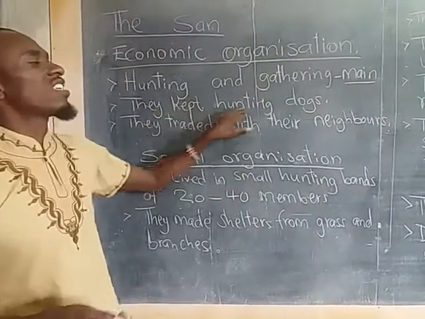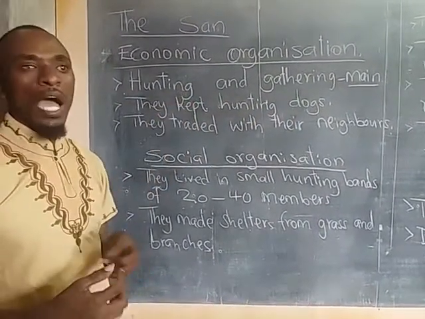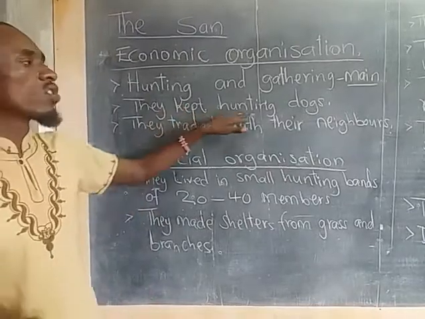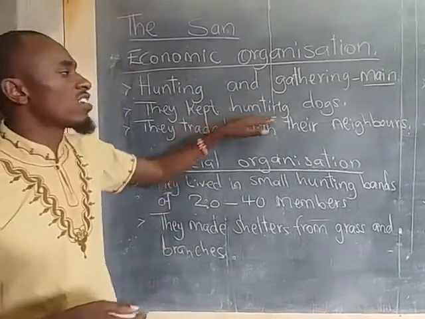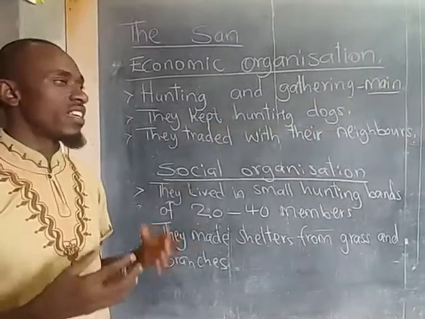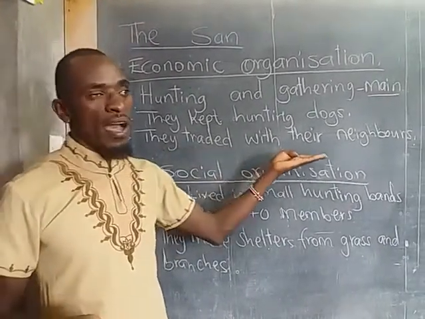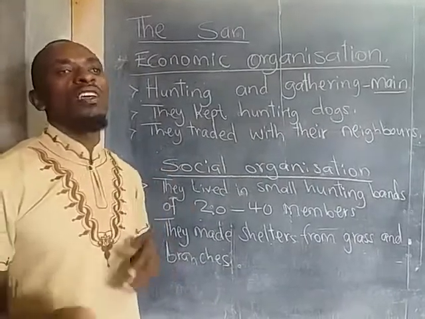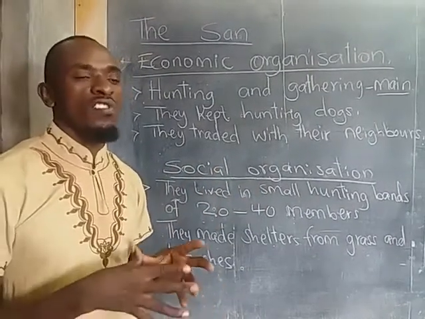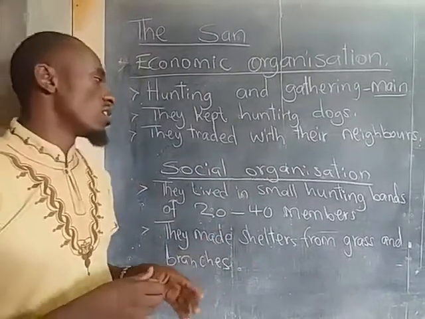They kept hunting dogs. Of course, if you are a hunter, apart from the hunting tools, you should also have a hunting dog. So they kept hunting dogs to assist them in their day-to-day hunting. You should also note that they traded with their neighbors, the Khoi, for what they lacked. Of course, the mode of trade was mainly barter trade.